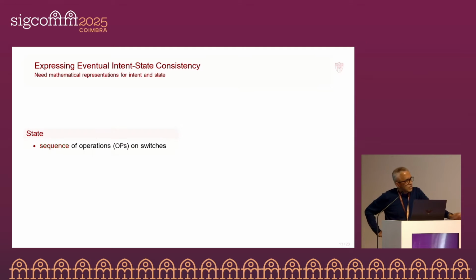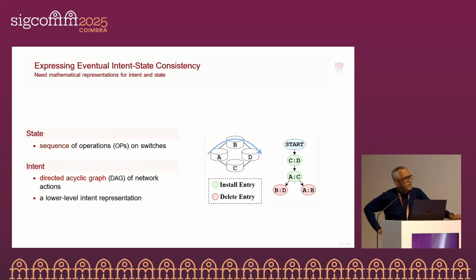For state, the mathematical representation is relatively straightforward. It's a sequence of operations and switches. For intent, the mathematical representation that we've come up with is a directed acyclic graph of network actions. And this graph captures the dependencies between operations that you might want to perform on the network. And think of it as a lower level intent representation.